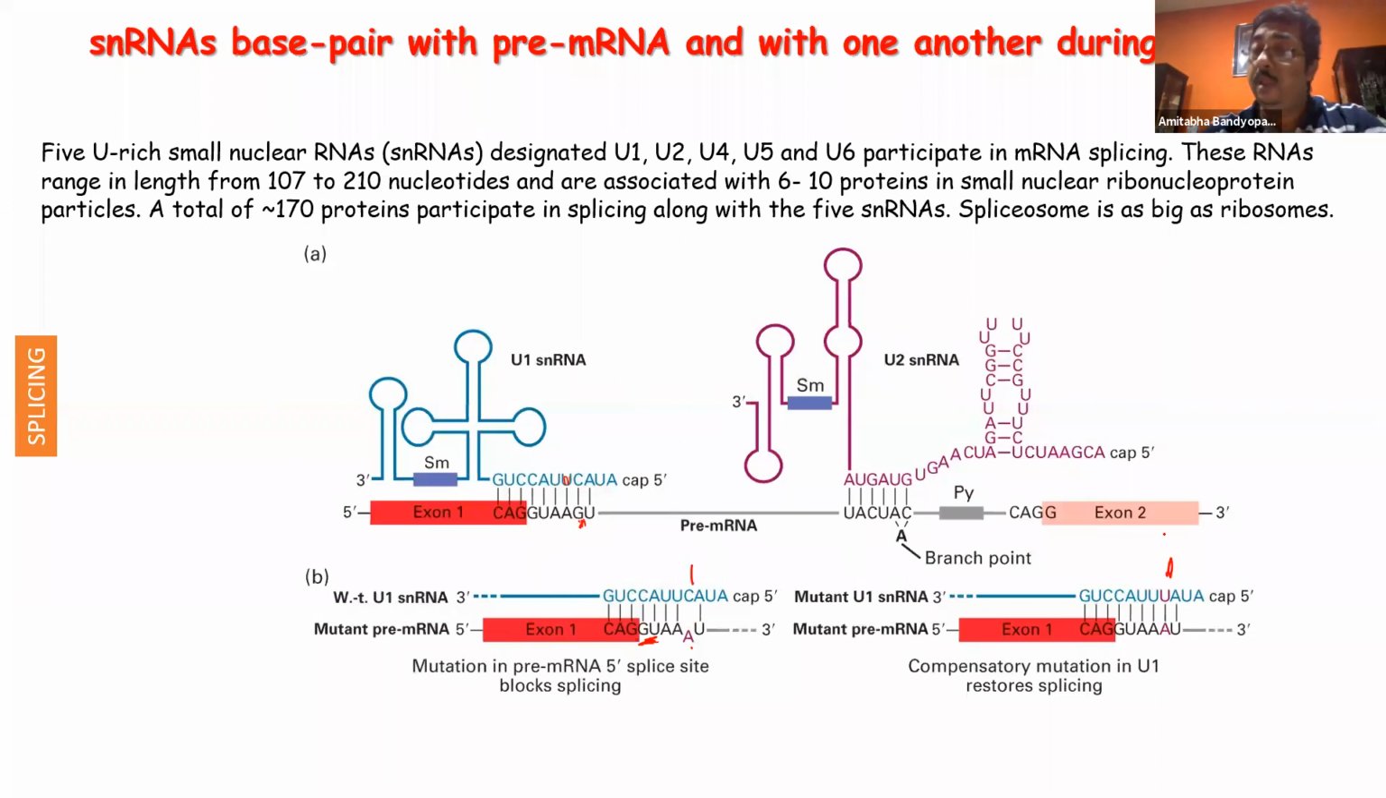So therefore, though only these 2 nucleotides are 100% conserved, the nucleotides surrounding the splice site also play an important regulatory role. This A is not one of the conserved nucleotides, but it plays an important regulatory role. Otherwise, compensatory mutation would not have restored splicing, right?